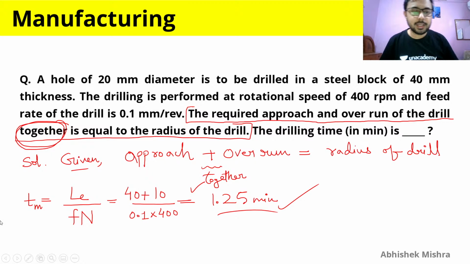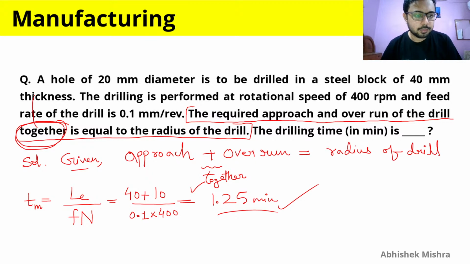So what you can see here in this question that we have just discussed, that the term together here translates into their sum. Their sum, approach and overrun sum is equal to radius. So just remember, if the term together comes, you have to take their sum. And if it is written like this, the required approach and overrun of the drill are both equal to radius, then you have to take individually them equal to radius, and their total sum will be 2 times radius because of their individual values being equal to radius.